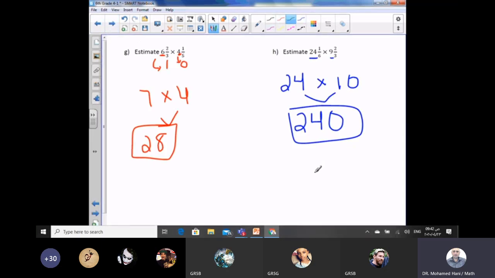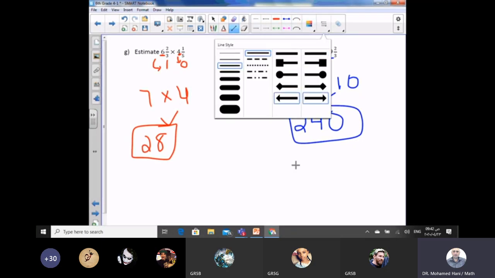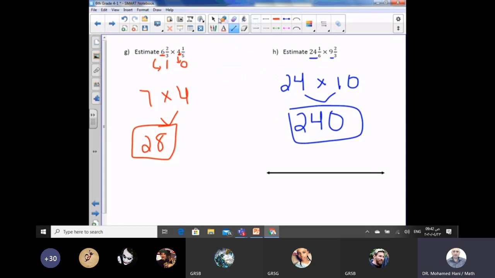Now, if you take a look here, let me show you another method. If we take a look at a number line, okay, we have the number 24 and 1/6. So here's 24, and here's 25. If we break this into 6 parts, 1, 2, 3, 4, 5, 6, okay, 24 and 1/6 would be here. Is it closer to 24 or 25? It's closest to 24.